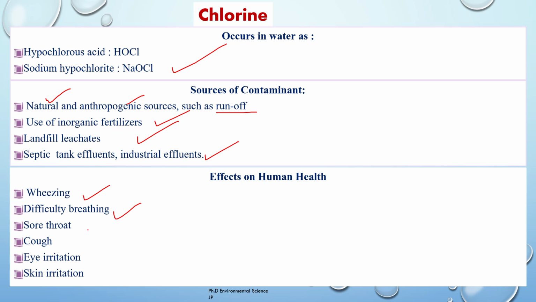It can irritate the eyes, causing redness, tearing, and discomfort. Then skin irritation. Direct contact with chlorine or chlorine containing compounds can lead to skin irritation, redness, and itching. Prolonged exposure can cause more severe conditions such as dermatitis.